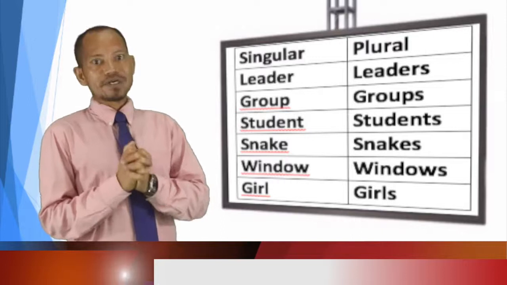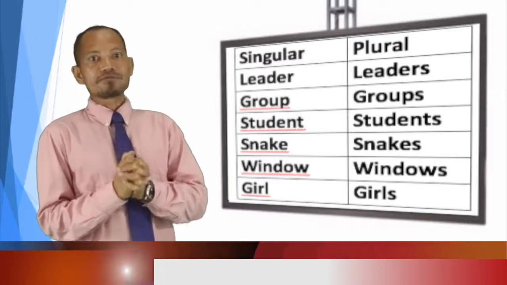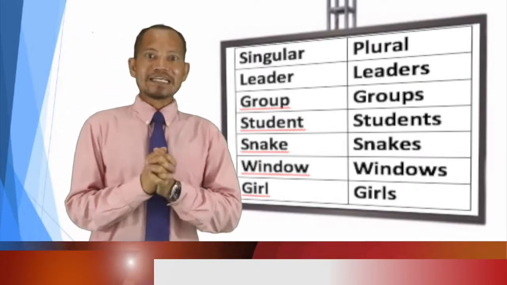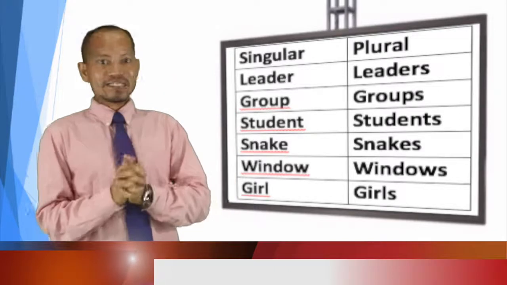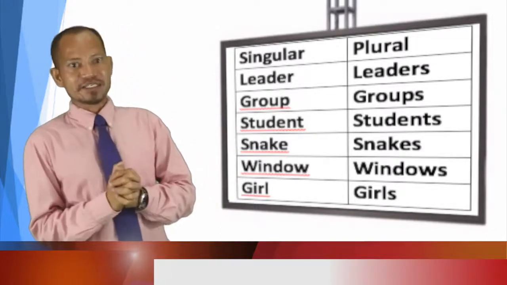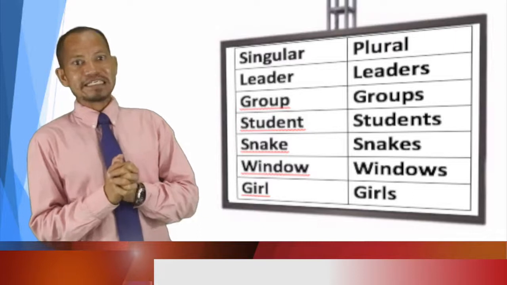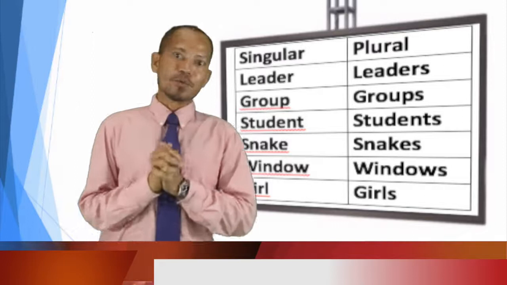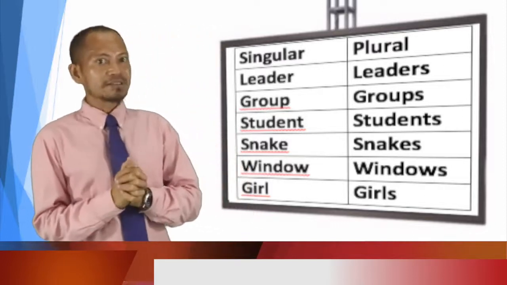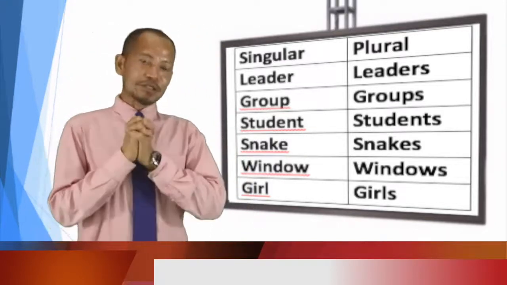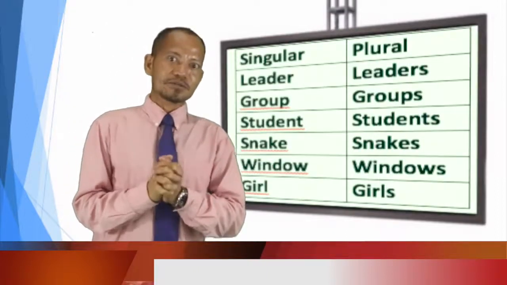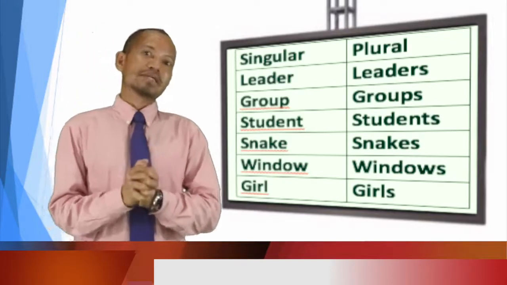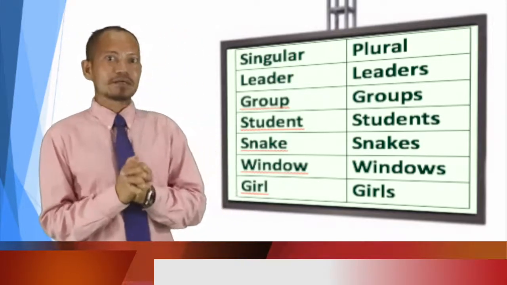Okay, now if you can see there, the plural of the singular leader is leaders, and the plural of group is groups, and then the plural of student is students, and the plural of snake is snakes, and then followed by window, the plural of window is windows, and then the plural of girl is girls. So these are examples of singular nouns that are simply made plural by adding the letter s at the end of the word or at the end of the singular noun.